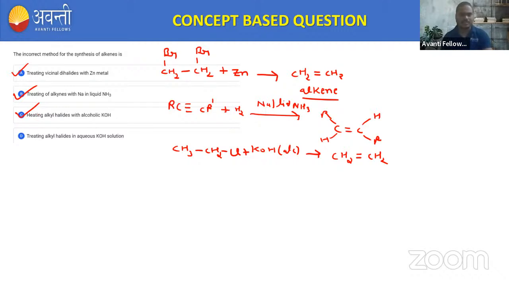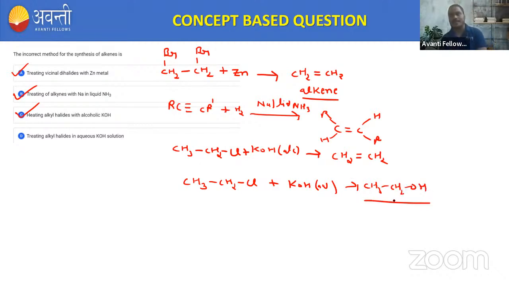Let me explain this also. Treating alkyl halide in aqueous KOH. Because when you treat CH3 CH2 Cl with KOH, which KOH? Aqueous. Then what you'll get, beta? KCl is removed. You'll get CH3 CH2 OH. So alcohol will be formed. So this is not the correct way, right? So which option is correct? Because in this they are asking the incorrect method. So the incorrect method for the synthesis of alkene is nothing but treating alkyl halide in aqueous KOH solution.